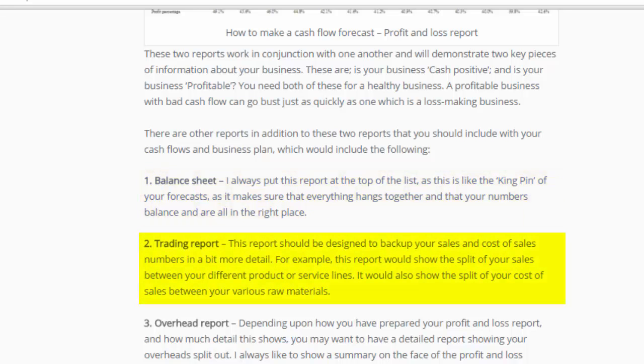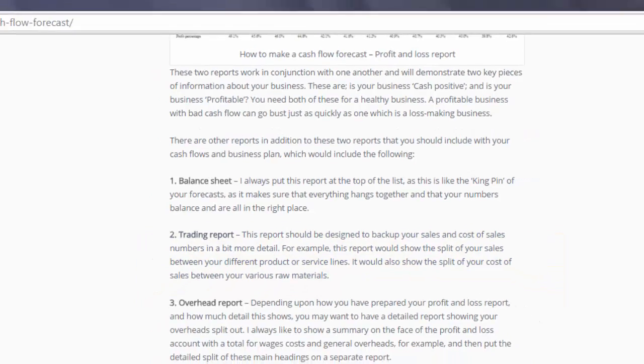Another report that I also find useful is a trading report. And the trading report is a breakdown of your sales and your cost of sales in a little bit more detail. So it might show the split between your different product lines, for example. You might sell books, you might sell stationery, you might sell various lines, and you might want to split those out. And equally, your cost of sales, you might want to split them between your direct labour, your materials, and various other aspects. And this would be all detailed on the trading report, which would back up your profit and loss account and your cash flow forecast.